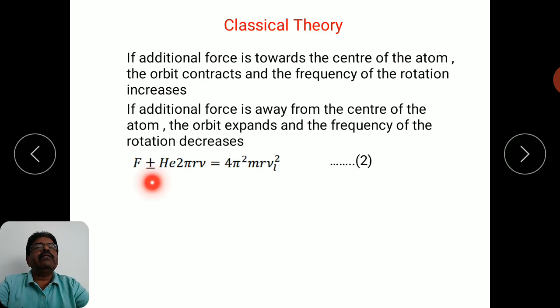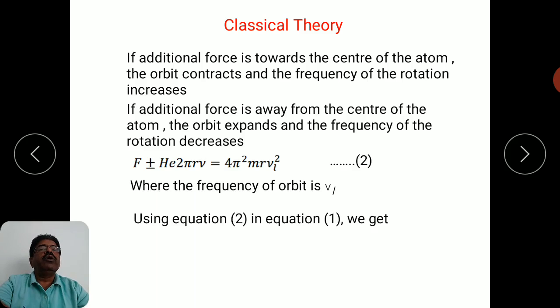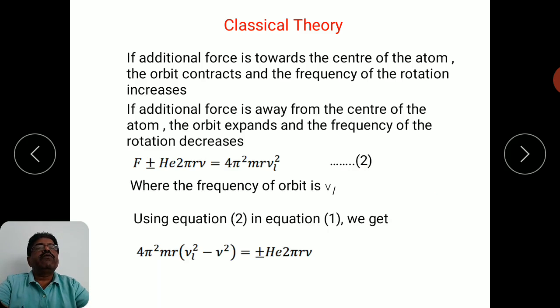So if you add this F plus or minus He 2 pi r nu, that will be the total force, and that will be equal to 4 pi square m r nu L square. Suppose this is equation number 2, where the frequency of the orbit is nu L. So that will be the total force. Now using equation 2 in equation 1, we can get the total force here.